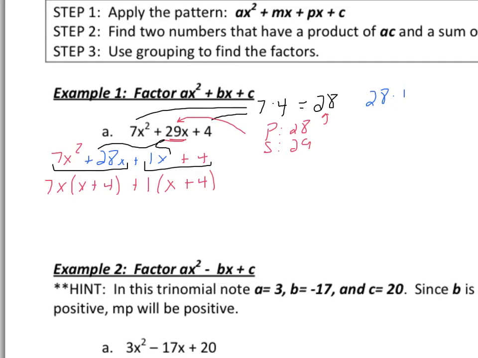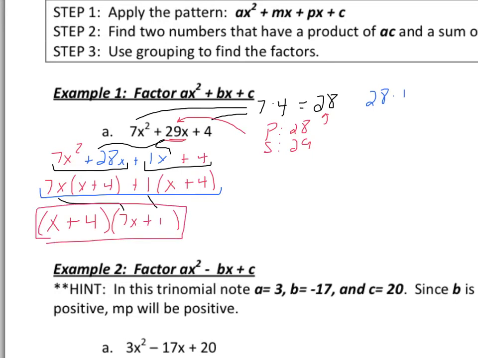So now I look at this whole thing and I say, what do they have in common? Well, they both have an x plus 4. And when you factor something out, you multiply what's left. And what's left is a 7x and a positive 1. And this is factored by grouping. Look at our next one.